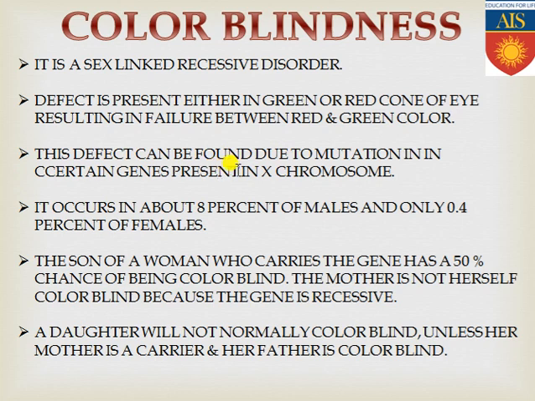This defect can be found due to mutation only, and that mutation has occurred in a certain gene which is present on the X chromosome, and that gene is responsible for producing the red and green cone cell. Also, obviously due to the mutation in the certain gene, the color blindness has been created. It occurs in about 8% of the males all over the population and only 0.4% of the females. So we can understand it is related with the X chromosome, and it is getting expressed in the male because in case of male, one X chromosome is present, another Y chromosome is present. Y chromosome can't suppress the X chromosome, that's why the X chromosome will always express, and it will show the color blind gene features which is present on the X chromosome.